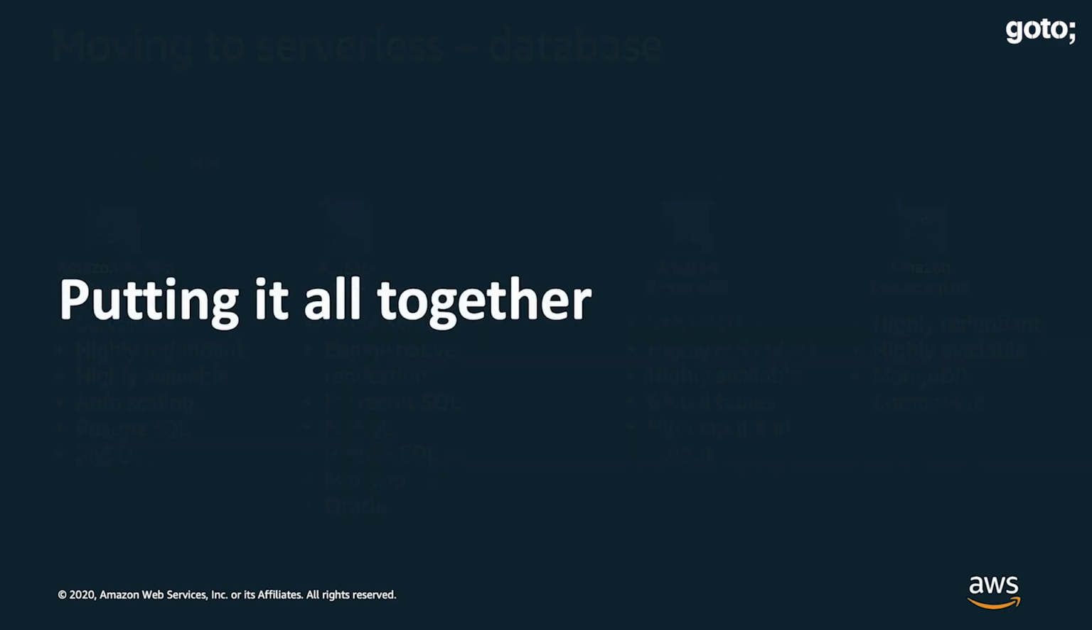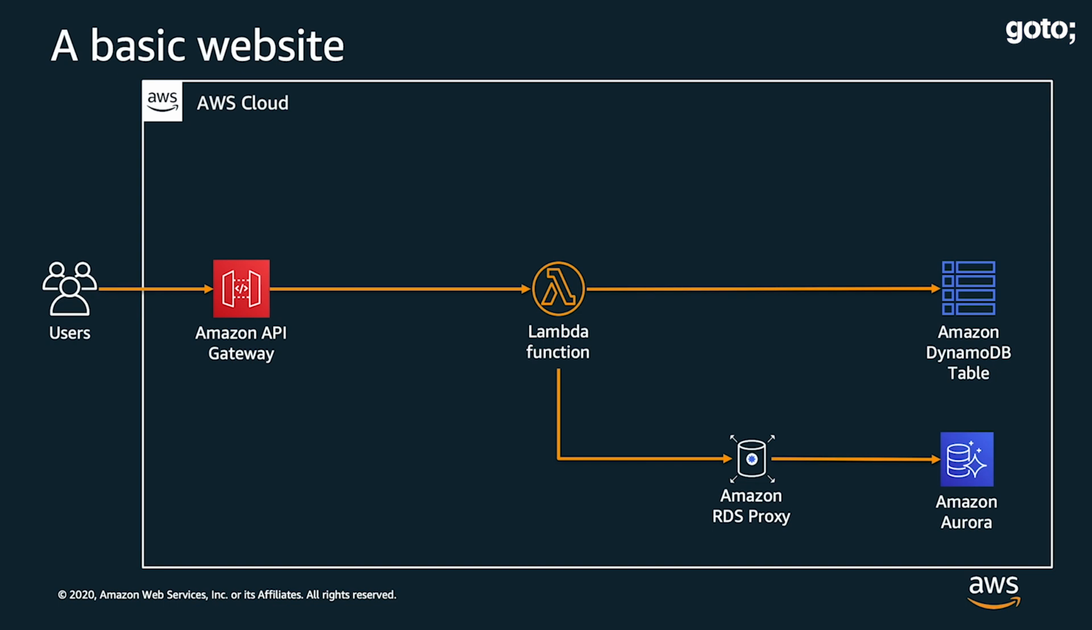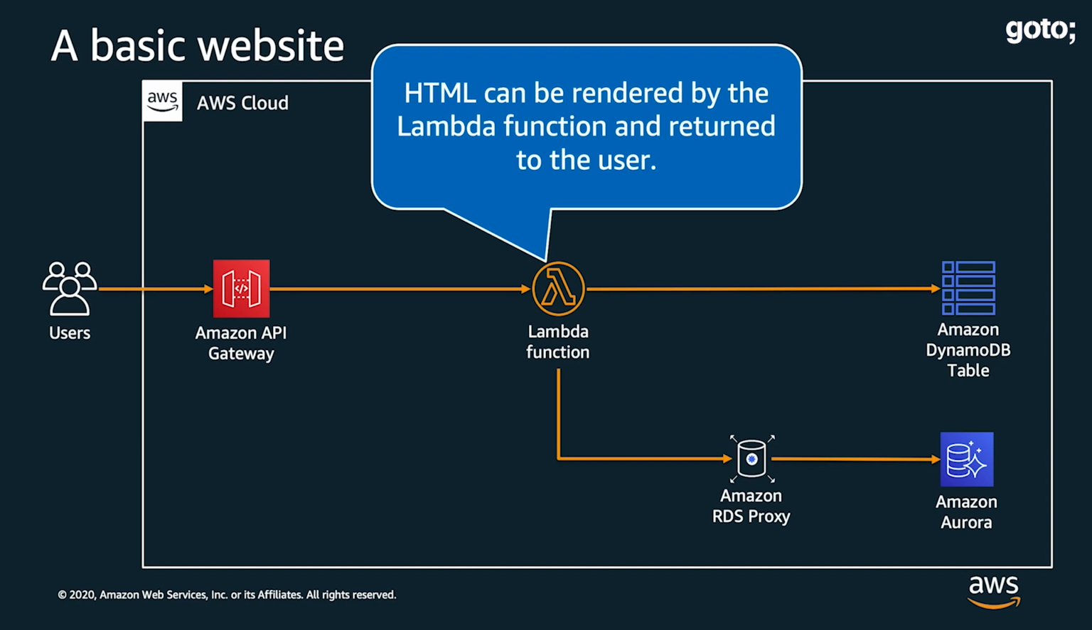All right, so let's put it all together and see what it looks like in an architecture. So a general hosting, a basic website, we're going to have, as I mentioned, API Gateway in the front. We're going to have a Lambda function, or multiple Lambda functions, that handle our code and handle our compute. And the nice thing is HTML can be rendered by the Lambda function return. Now, remember I said, if your client isn't separate from your backend, that's okay. You can render HTML from a Lambda.